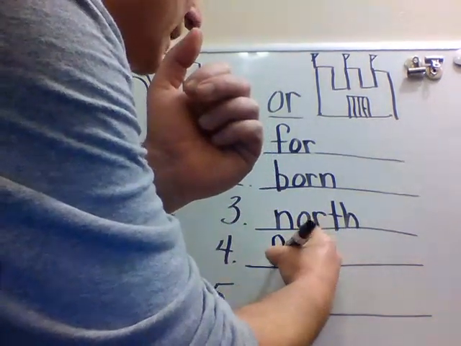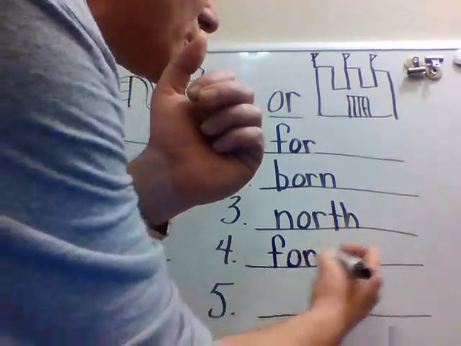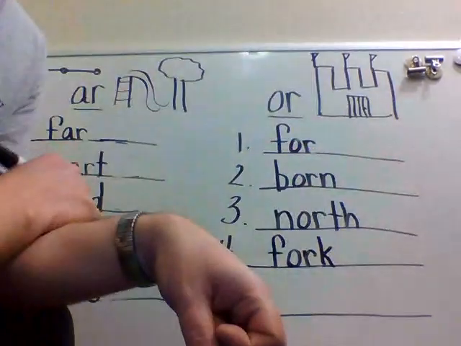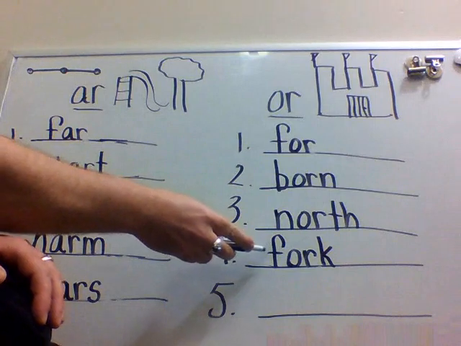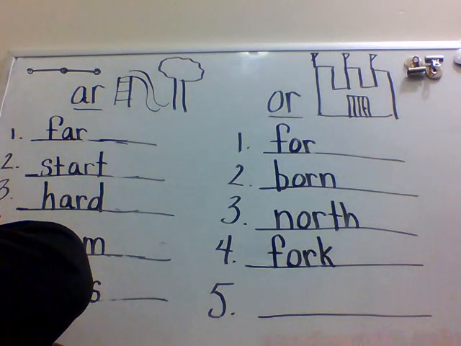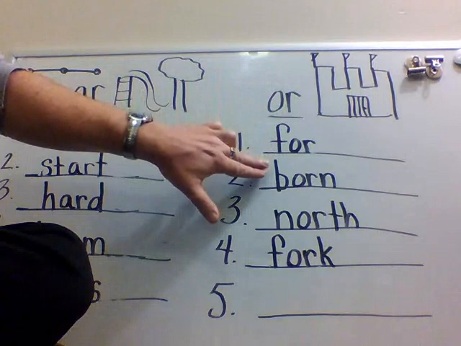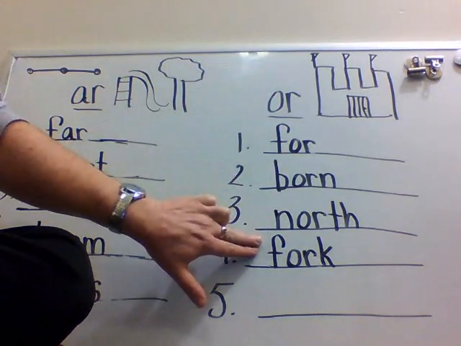Okay, if you put F for, OR together for or, and put a K at the end, you are correct. Okay, put it back together again. What is this word? Fork. Like I ate my food with a fork. Okay, let's read all four words. For, born, north, and fork.